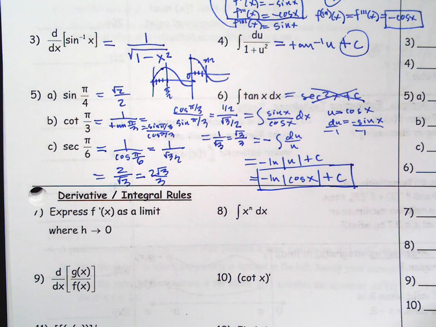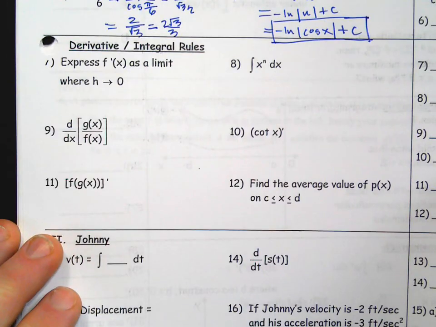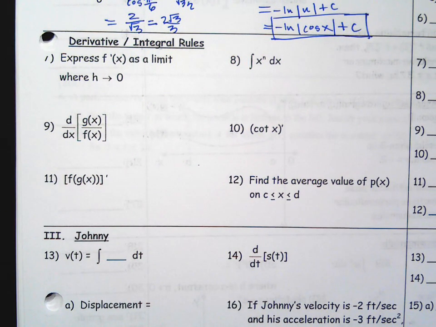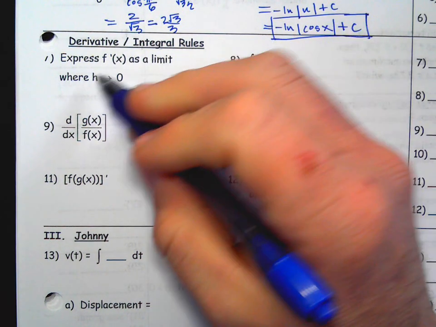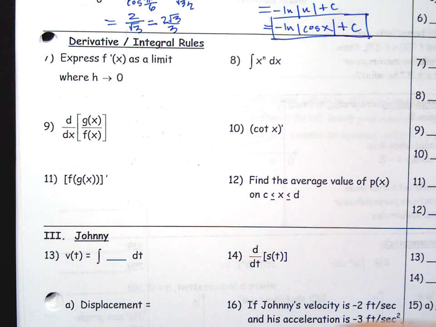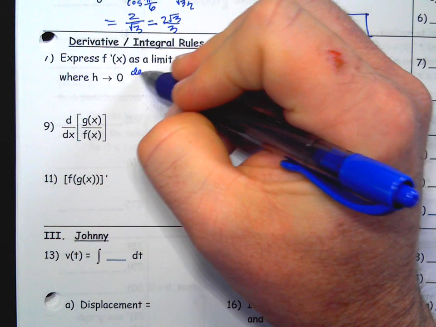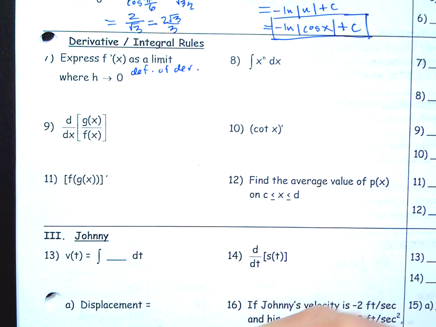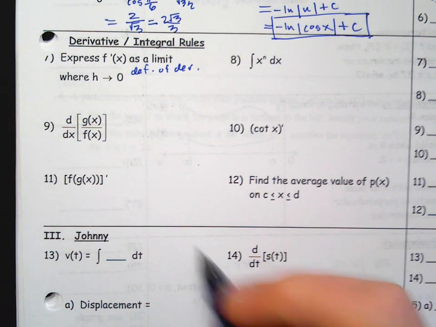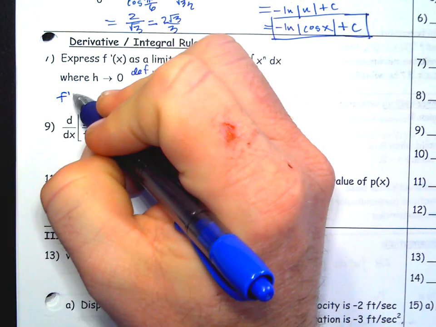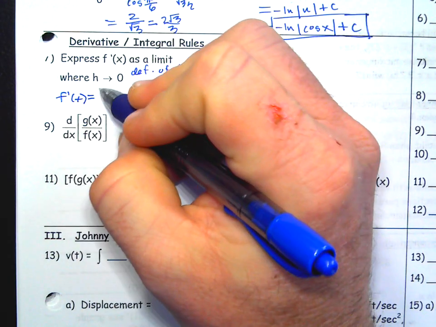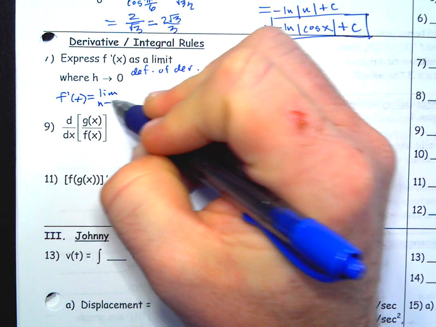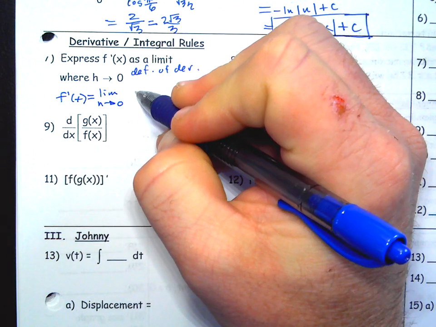So some quick rules there. Number 7, express f prime as a limit where h goes to 0. So essentially, I'm asking for the definition of the derivative. Everything in calculus comes down to limits, and f prime of x equals the limit as h goes to 0 of the difference quotient. It's just rise over run.